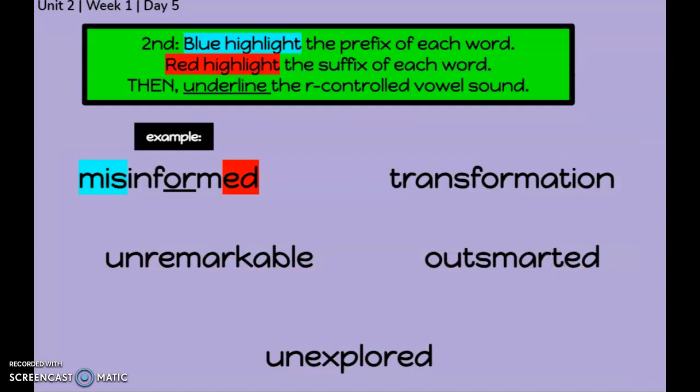So now let's take a look at what you're going to be doing today. This is one of your slides that you're going to complete. It says blue highlight the prefix of each word and red highlight the suffix of each word. Then underline the R-controlled vowel sound. So you see my example here, mis is my prefix, ed is my suffix, and or is my R-controlled in the base word. You're going to do these highlights and underlines in each of these remaining words.